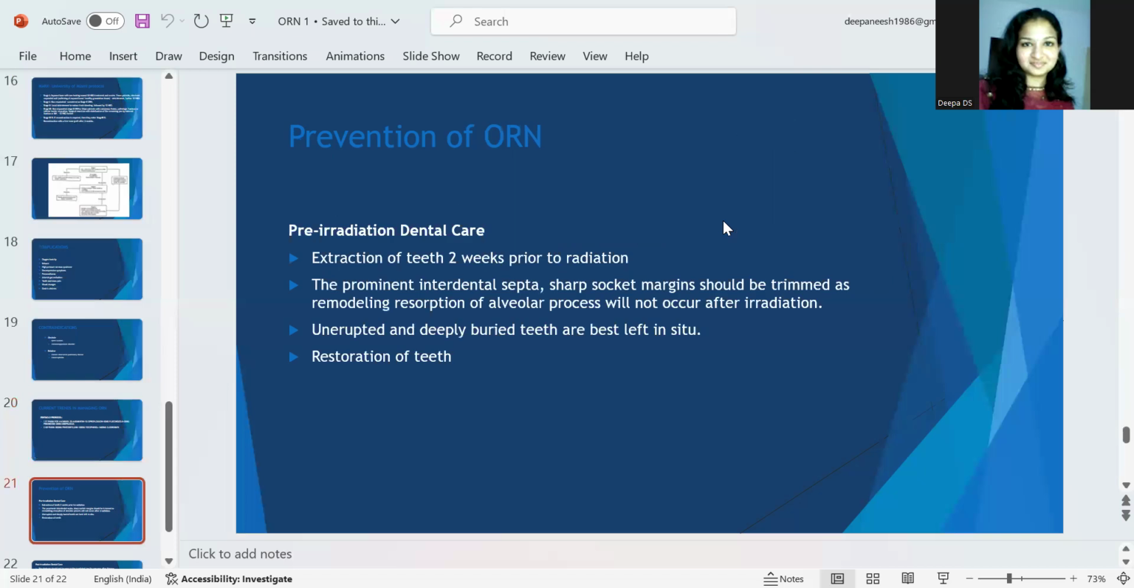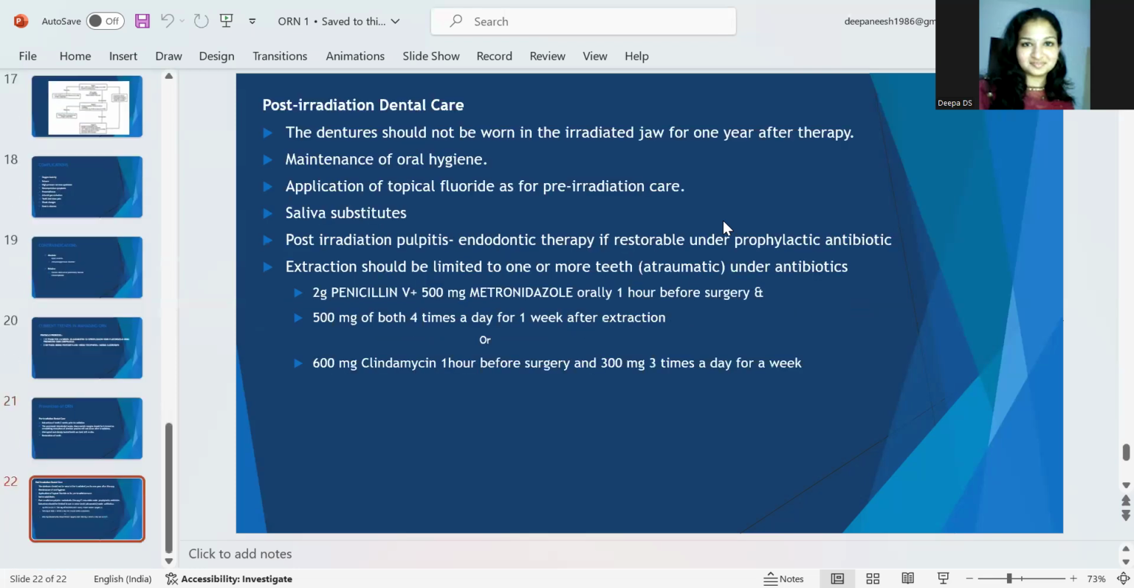Then prevention of osteoradionecrosis: pre-radiation dental care, that is extraction of teeth 2 weeks prior to radiation. Then if there are prominent interdental septa or sharp socket margins, they should be trimmed and remodeled. Resorption of alveolar process will not occur after irradiation. Unerupted and deeply buried teeth should be left in situ. Then restoration of teeth should be done.